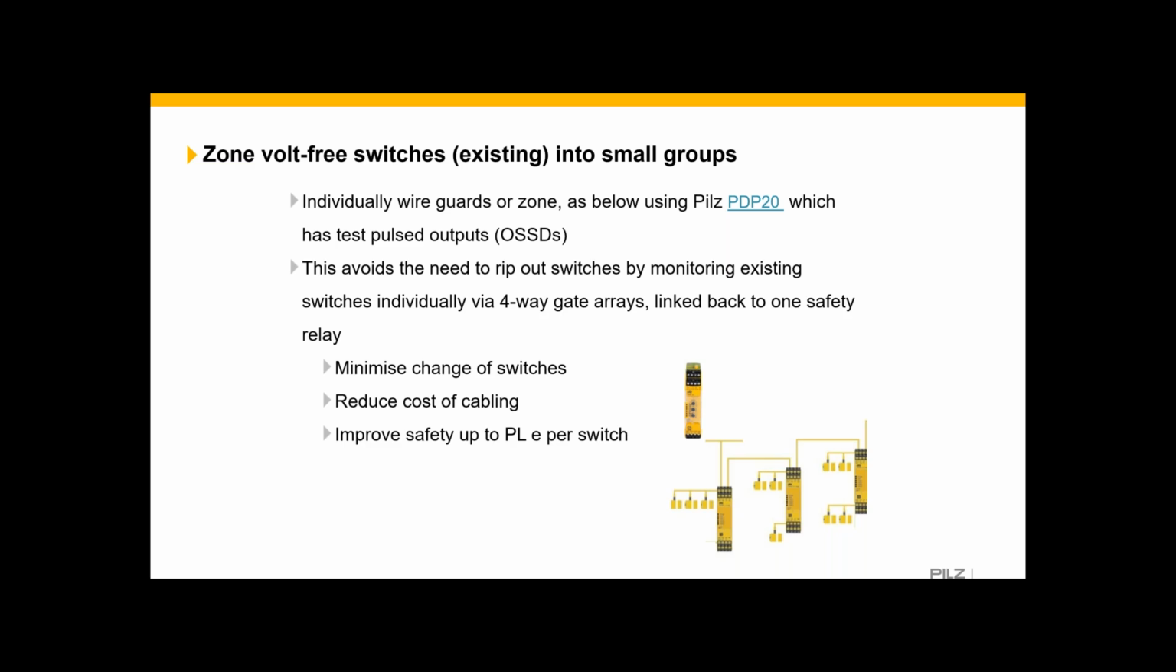The OSSDs are an output signal switching device, and they look like a safety relay, but they have 8 input channel units that monitor up to 4 switches. As long as all channels are healthy, it gives you an output that can be wired to other PDP-20 monitoring devices, and they then go back to the safety relay. So instead of removing your existing fault-free switches, you can add these PDP-20 units to your machine, which would obviously minimize the changing of the switches, reduce cost of cabling, and improve your safety up to PLE per switch, because you could claim 99% diagnostics coverage.